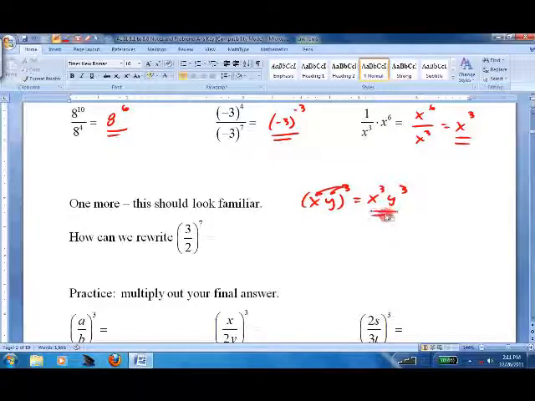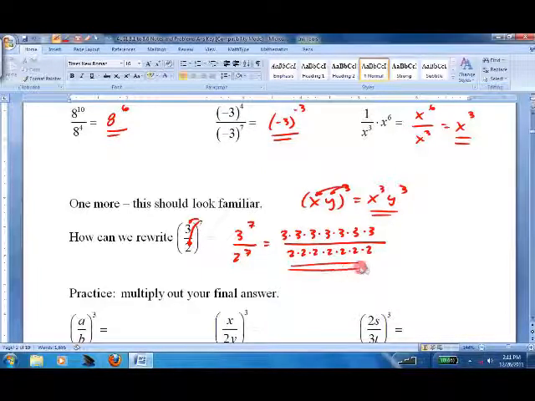Well, we can do the same thing over here, even though one's on the top of the fraction, one's on the bottom. So 3 to the 7th over 2 to the 7th. If I were to tell you to multiply it out, you'd have to do this with your calculator. But we don't have to at this time, so this is actually the answer we're looking for.